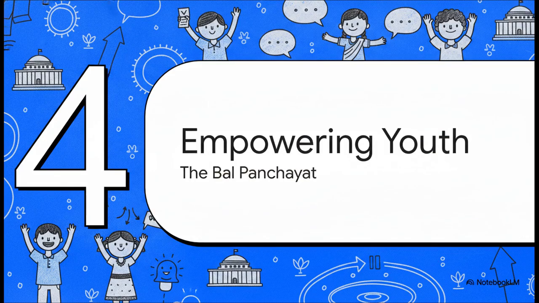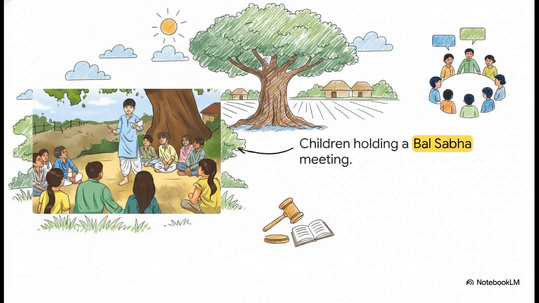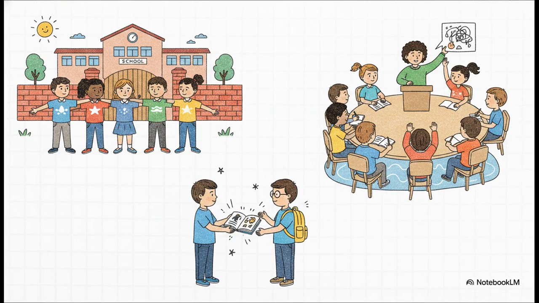Section 4. Empowering the next generation, the Bal Panchayat. Now, imagine a government that doesn't just listen to voting adults, but genuinely gives a formal democratic platform to kids. Through the child-friendly Panchayat initiative, children actually hold Bal Sabha or youth council meetings, sometimes right under a village tree. It creates a real structural opportunity for them to express their opinions on matters that directly affect their well-being. And they don't just talk, they actively work with the village elders to solve community problems. And the tangible impact of giving kids this kind of democratic voice is just massive.